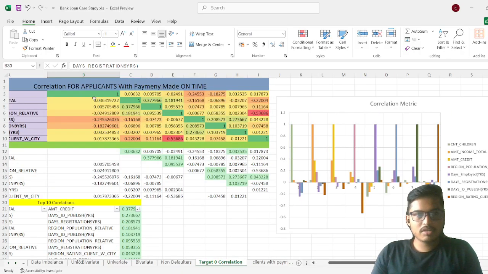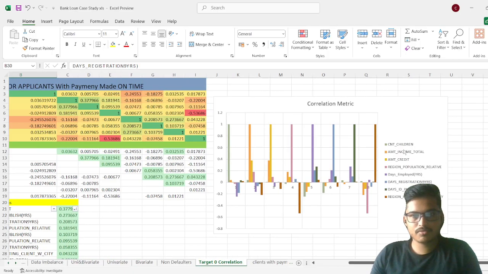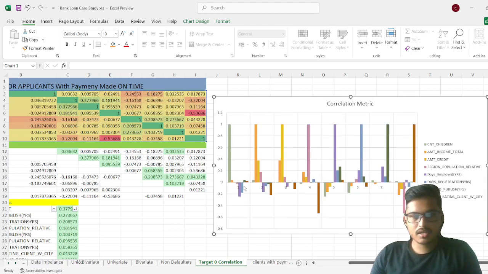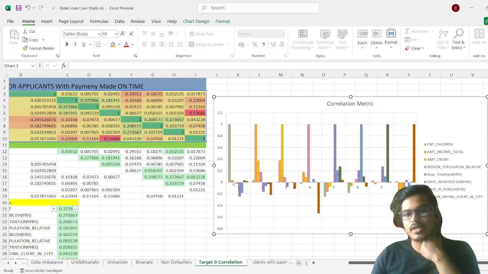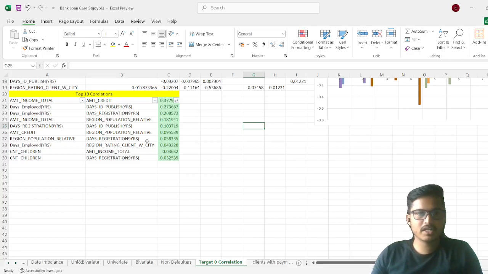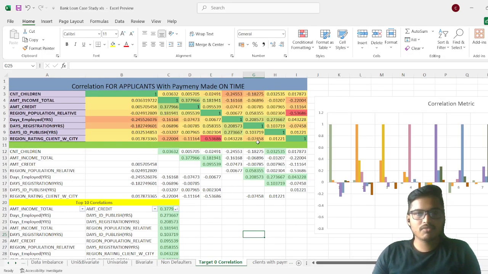For this table, correlation for the applicants with the payment made on time, we have used this kind of column chart, which is showing negative values and positive values for all the cases, ups and downs. If you hover over, we can find what the correlation factor is, right? But this is confusing. So we have used the table here and extracted the top 10 using the conditional formatting and parentheses, right? I will also be showing this in the PPT.